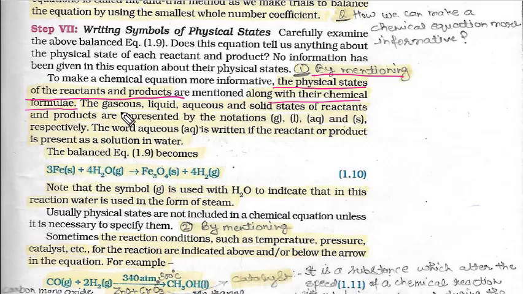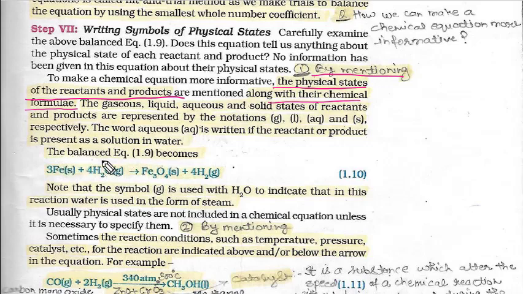So as you can see, the gaseous, liquid, aqueous, and solid states of reactant and product are represented by G, L, AQ and S. That means for gas it is G, liquid it is L, aqueous AQ and solid S. The word aqueous is written if the reactant or product is present as a solution in water. That means whenever you dissolve any compound in water, that will be called an aqueous solution, not liquid. Okay, so that we have to remember.